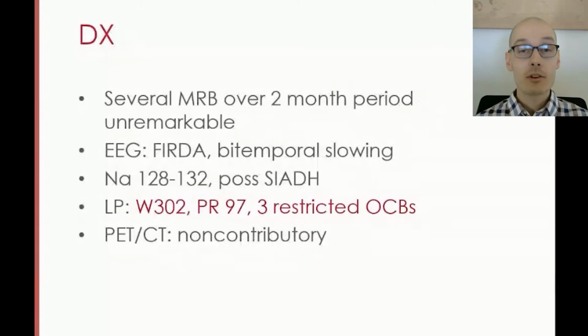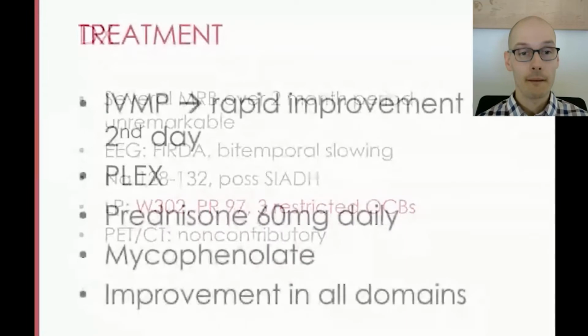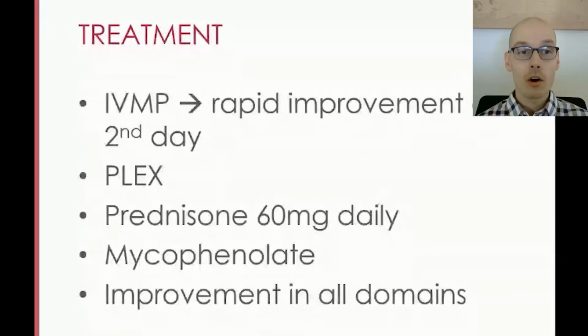Now, several MRIs over a two-month period were unremarkable. EEG showed nonspecific findings. His sodium was slightly low. But the real kicker here is his spinal fluid, which was quite abnormal: 302 white cells, protein was minimally to mildly elevated, and three restricted oligoclonal bands. PET did not show anything helpful. In this case, he was very early given IV methylprednisolone, and he had a dramatic improvement even on the second day of IV methylprednisolone. This is personally not something that I see very often, such a dramatic improvement even on the second day, although he was only up to about 60-70% of baseline improvement after the IV methylprednisolone.